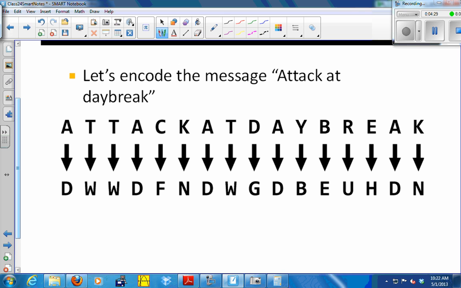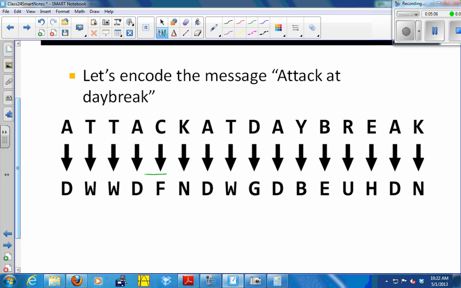So if I want to use this code to encode the message "attack at daybreak," I start by writing out my whole message, and then I take each letter and I go 3 to the right. So I go A, B, C, D. T, U, V, W. C becomes D, E, F, right? So you just go 3 later. K becomes L, M, N. So K becomes N. Does this make sense? So every letter just becomes the letter 3 later.